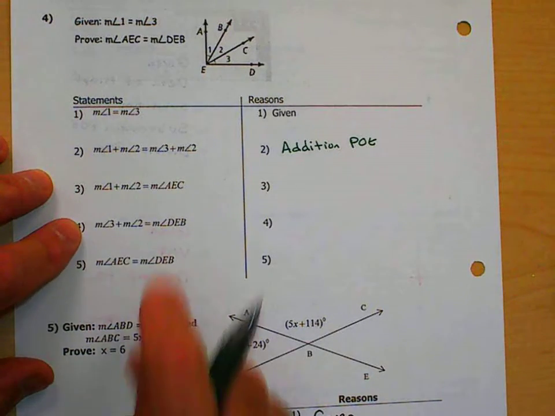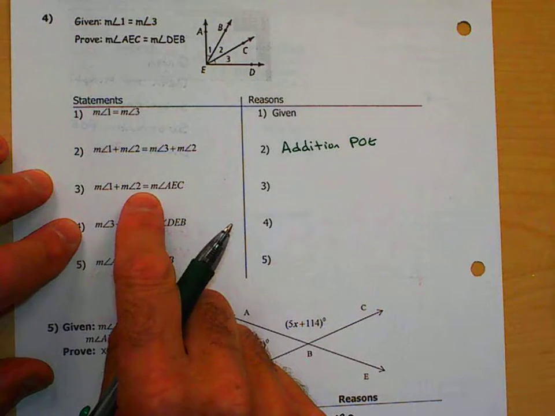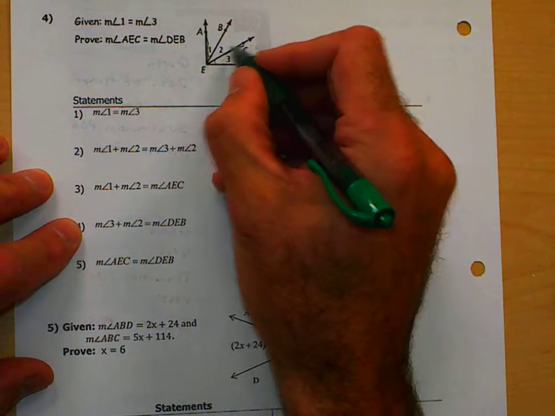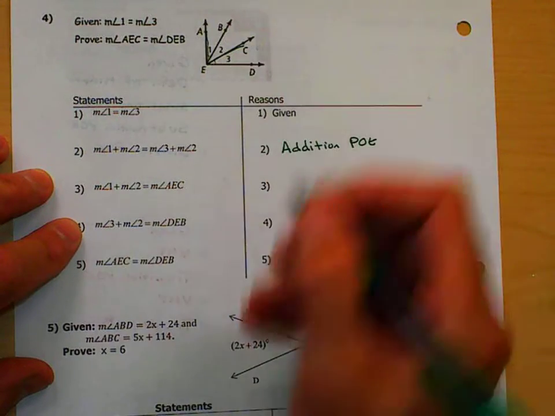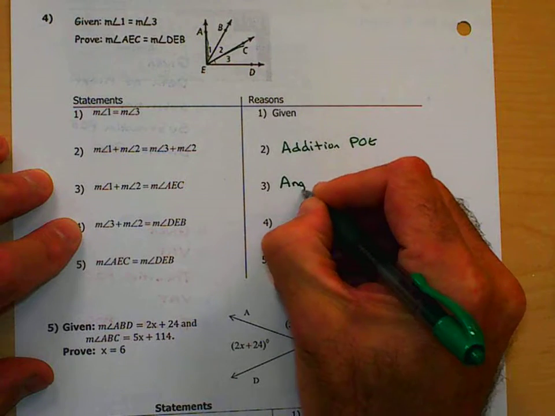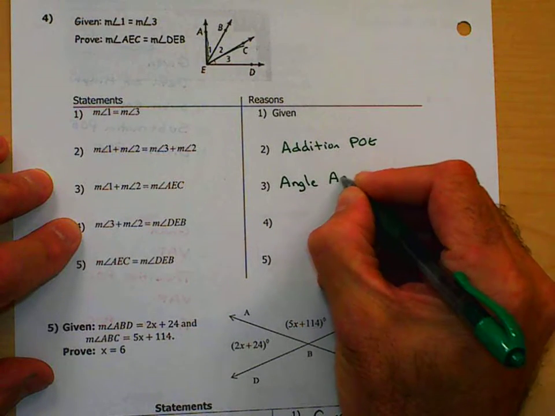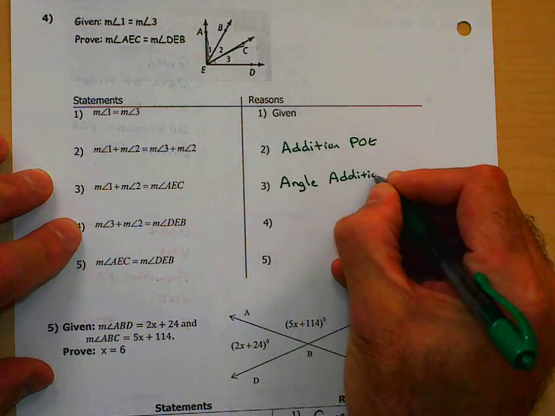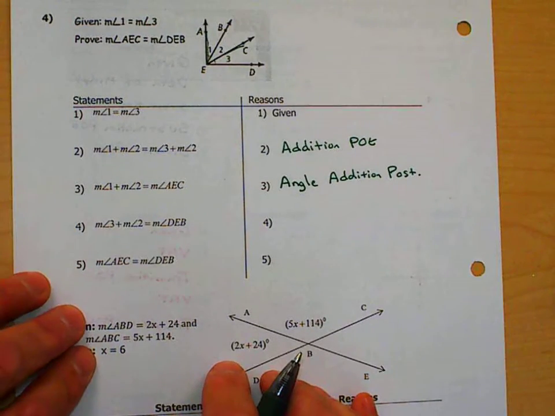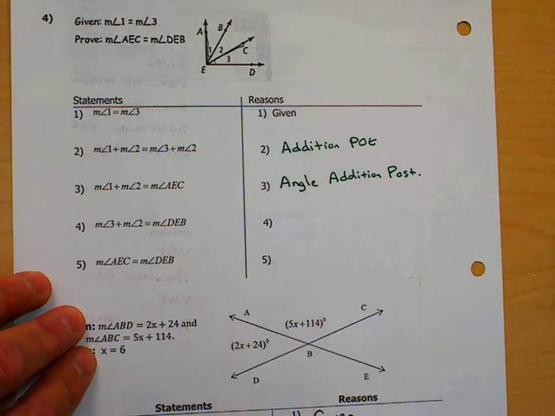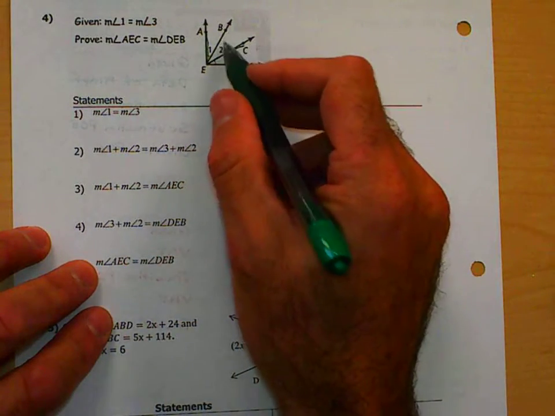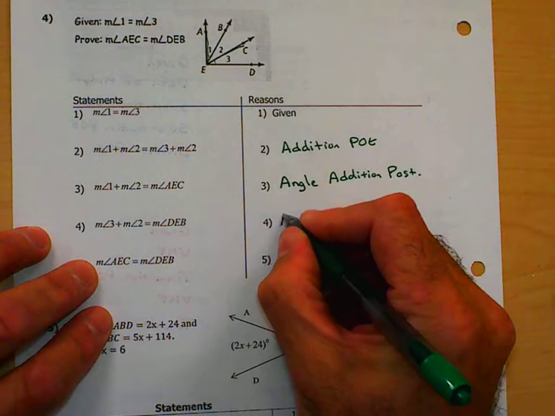Then, what makes 1 plus 2 equal to AEC? Well, that's the 2 parts equal the bigger one. That's angle addition postulate. It's just an understanding we have. If we can add the 2 smaller ones that make up the bigger one. Same thing for DEB being 2 and 3, angle addition postulate.